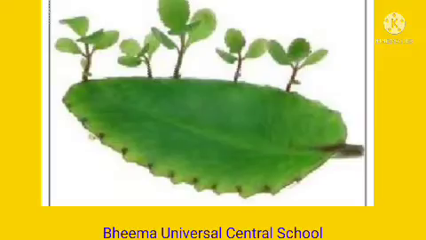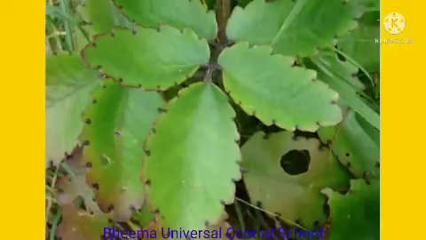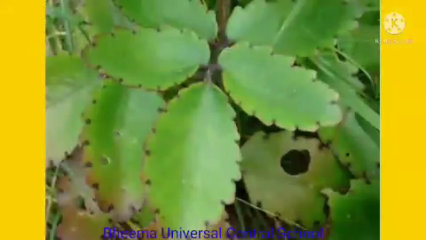Okay, so next one is reproduction from the leaves. Sometimes new plants can grow from the leaves. The garden plant bryophyllum is a common example of a plant which produces new plants from its leaves. Tiny buds grow from the margin of the parent leaf. After some time, they fall off onto the ground and grow into new plants if they get favorable conditions. Each bud can give rise to a new baby plant.